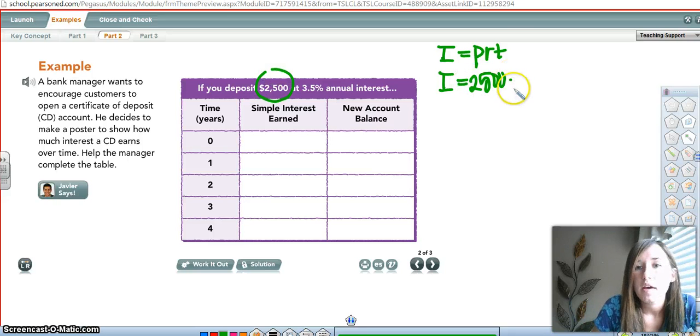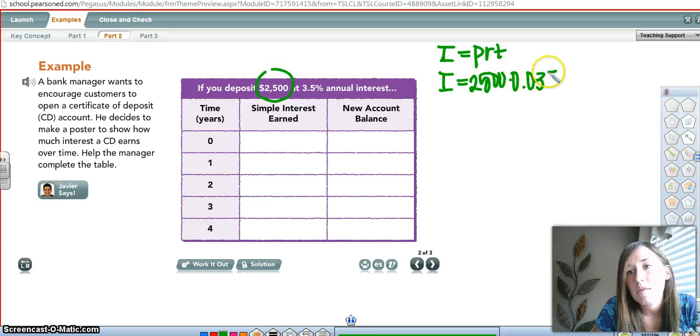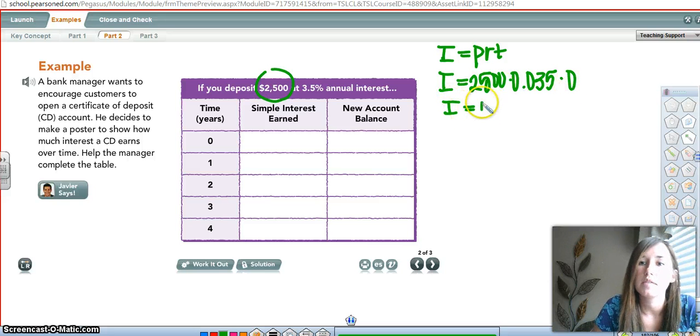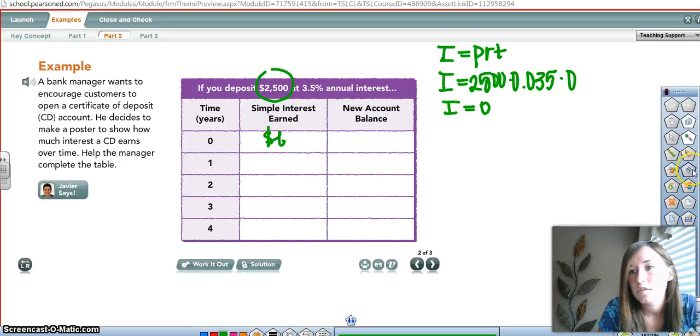The rate is 0.035, 3.5%. And the time is different each time. So we could try times 0. Well, anything times 0 is just 0. So our simple interest earned would be 0. And so our account balance would just be the principal only.